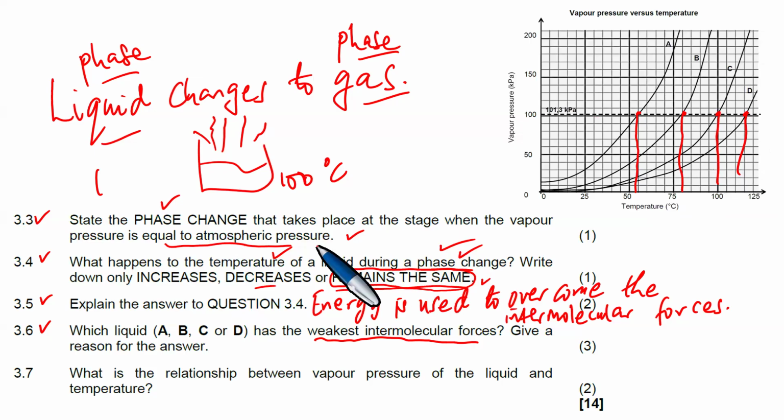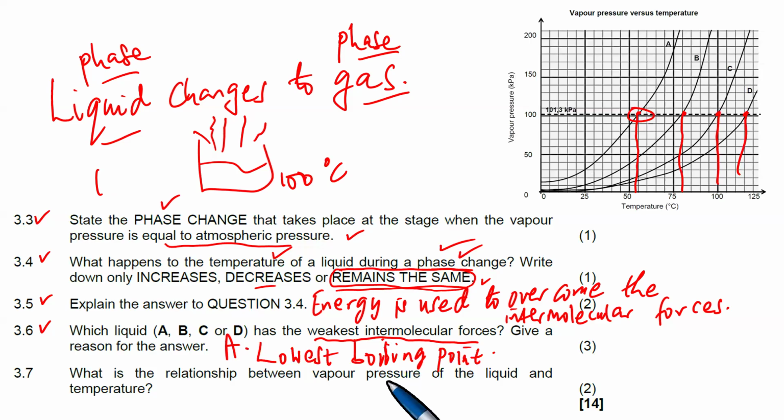Right, so we're able to see that it is exactly A. A has the weakest intermolecular forces. Give a reason why A has the weakest molecular forces. Because it's going to boil first. It has the lowest boiling point.